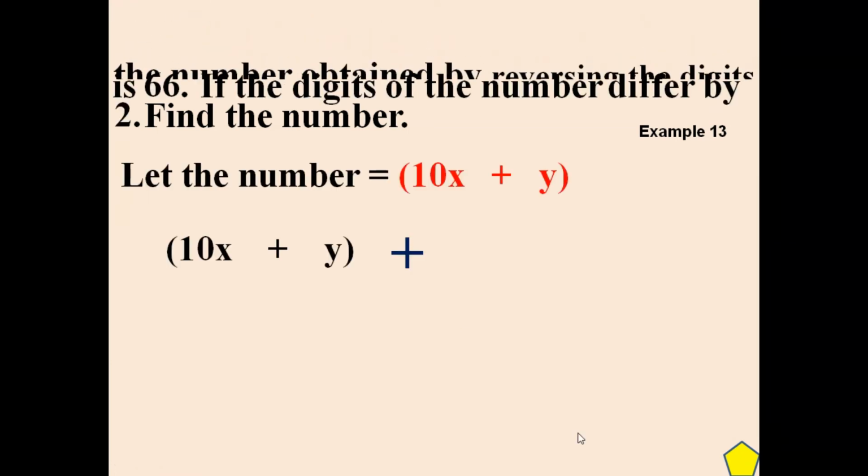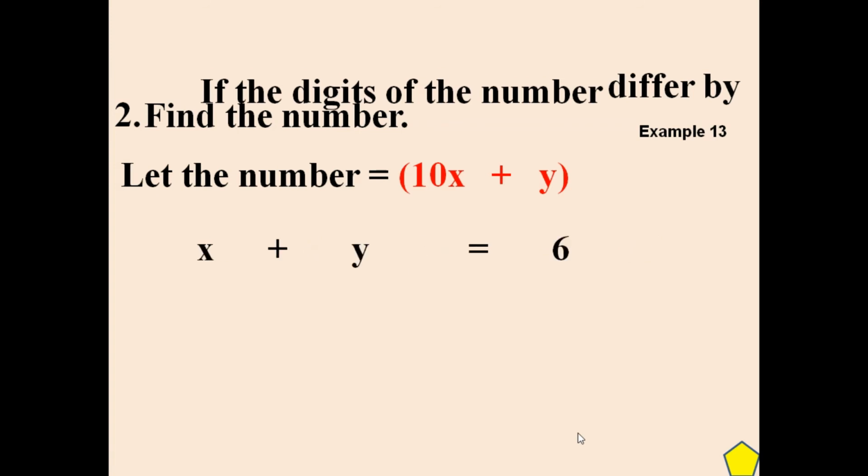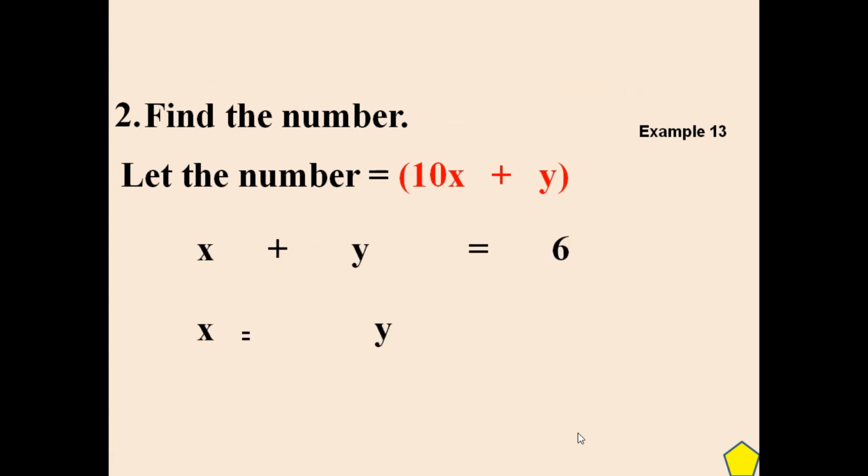So we've seen here that when we got these equations, the digits were differing by 2. So x and y are digits. 10x plus y is a number. Let's quickly solve mentally here. If I add these two equations, it will become 2x equal to 8. X will become 4. And if x is 4, y will become 2. So when I put the value 4 here and 2 here, the answer becomes 42.